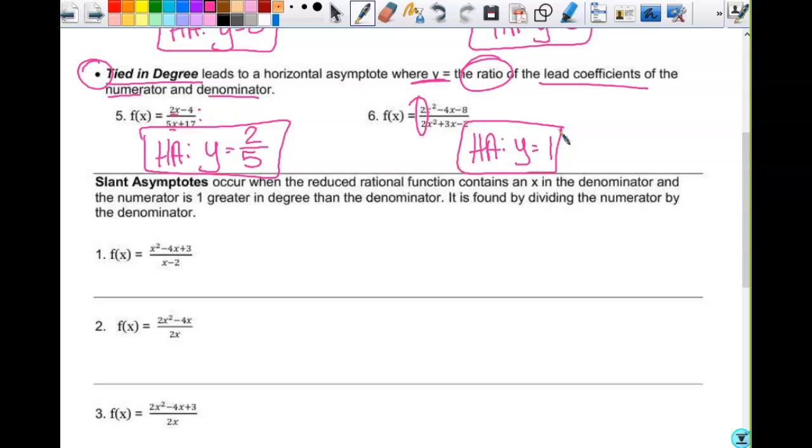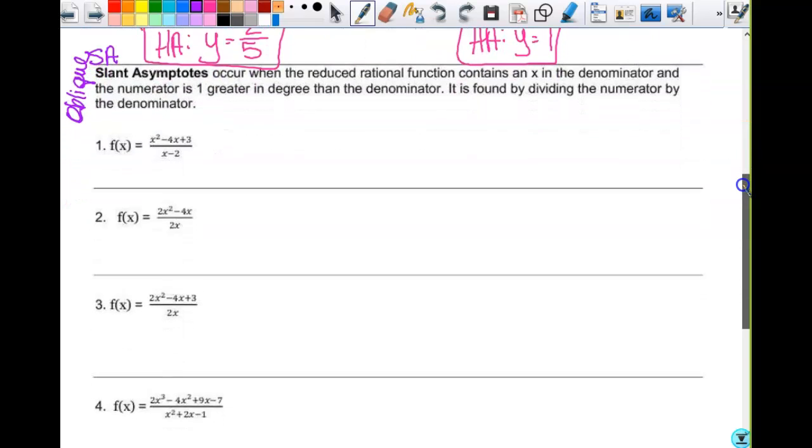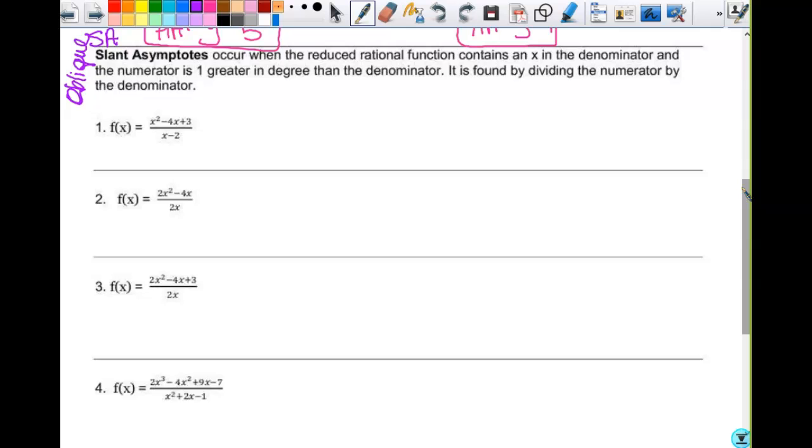Okay. Then we have the slant asymptotes, which we will abbreviate as SA, but another word for that you might see is oblique. So I want to make sure that you know the word that goes with it. So here's how this works. Slant asymptotes occur when the reduced rational, it's the reduced one, which means we got to get rid of the point discontinuity first. The reduced rational function contains an x in the denominator, and the numerator is 1 greater in degree than the denominator. So if the numerator has to be greater than the denominator, it's top heavy.